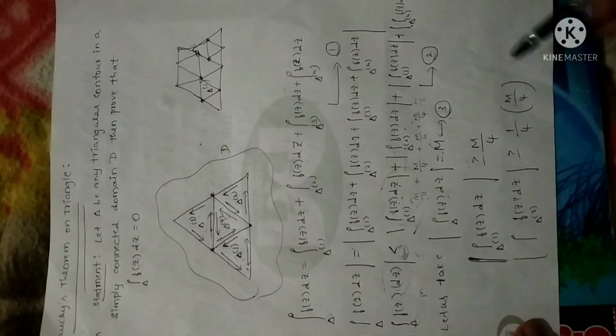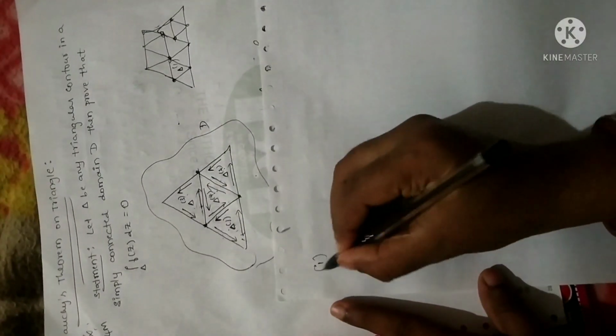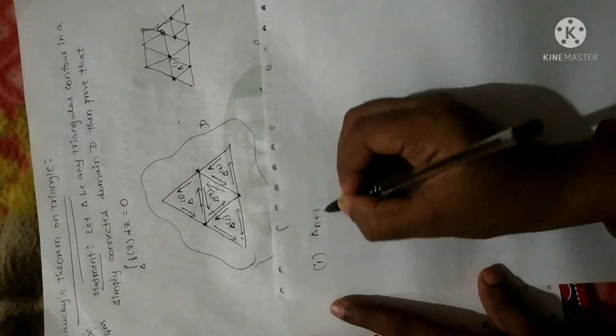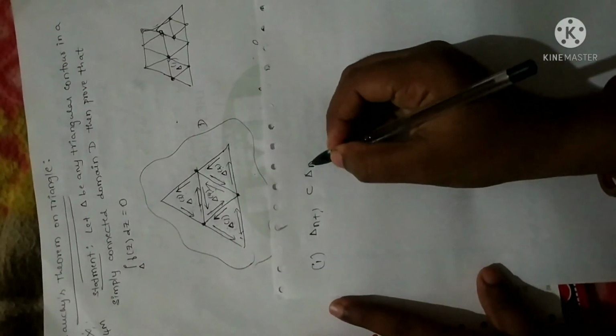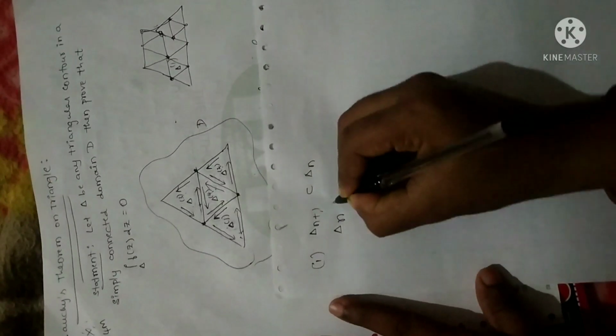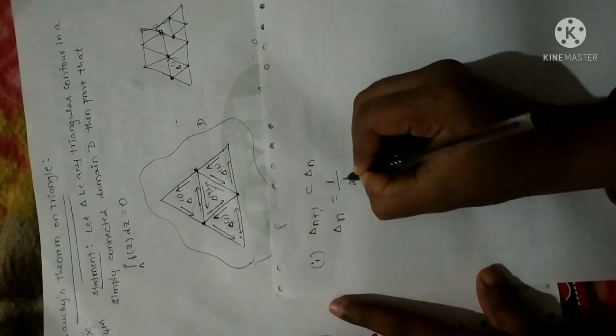So if you continue this process, we obtain a sequence of triangles. For each and every triangle, if you keep on joining the midpoints of a triangle, you will get a sequence of triangles in such a way that they will satisfy the following 4 conditions. First condition is that delta n plus 1 should be properly contained in delta n. And the second one is that the length of each triangle will be equal to L by 2 power of n.